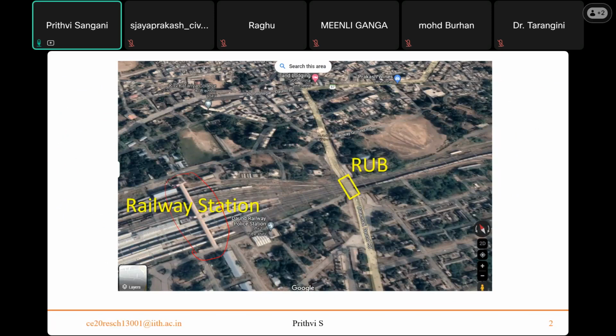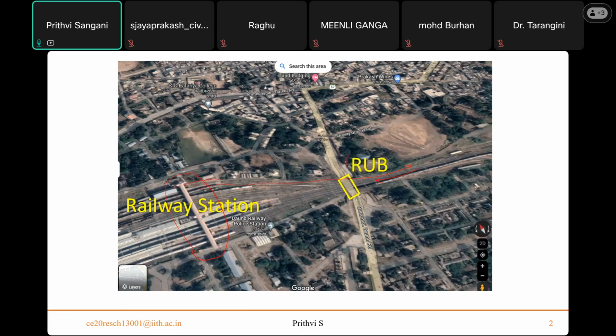Once you know how the junction is built up, you have several platforms over here, and then slowly all the railways converge to two lanes. One is the up lane and one is the down lane. So the problem over here is, from the railway station you have one railway crossing.